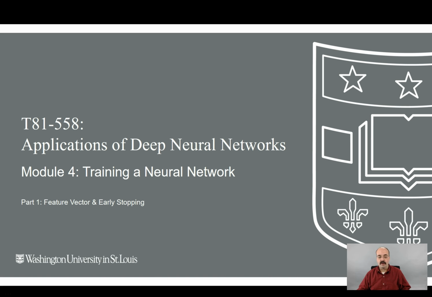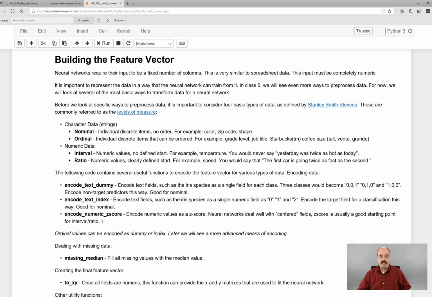This is Module 4, Training a Neural Network. Part 1 is going to be about feature vector, encoding, and early stopping. You'll often hear of the feature vector referred to in many areas of machine learning, especially neural networks. The feature vector is just the input that is going into a neural network that you're going to form predictions on.